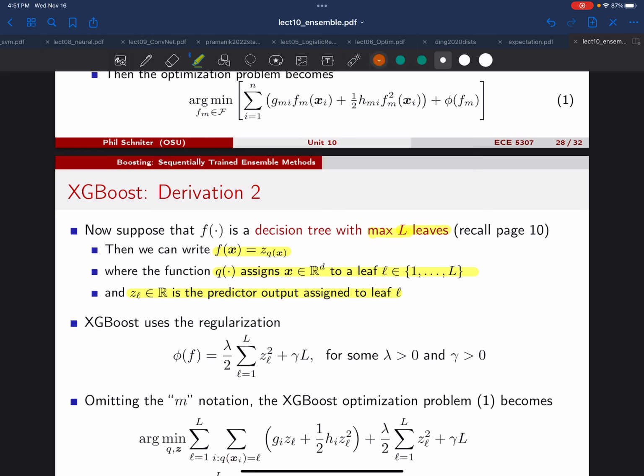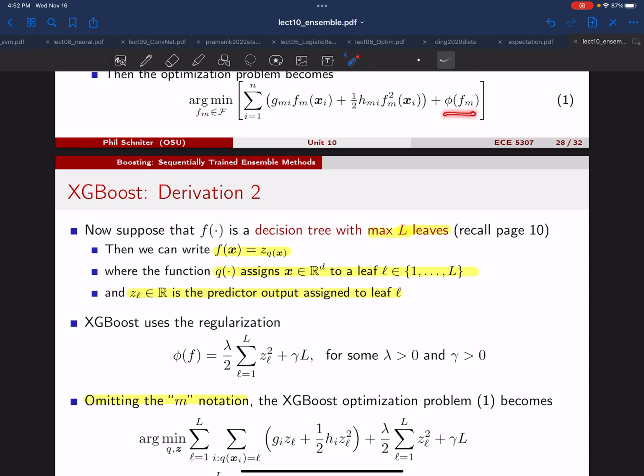The other thing we're going to do, just to make the notation easier, is omit the M notation. M, if you remember, is just the stage of the boost we're at, so that's not really helpful now. We're going to take away all the M's up here just to lay bare what's important. Over here we're going to have GI, as you can see. Over here we can just call this ZL, because for all the xi that map to the lth leaf, this is just going to be ZL. So we have a ZL there. Over here, this is just HI, because we dropped the M. And again, this is ZL squared.